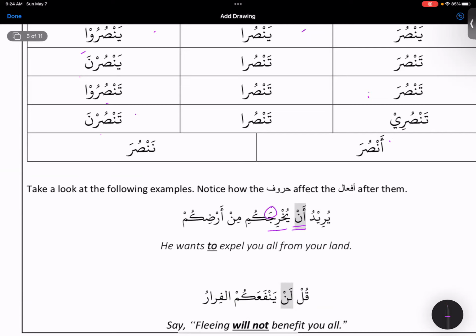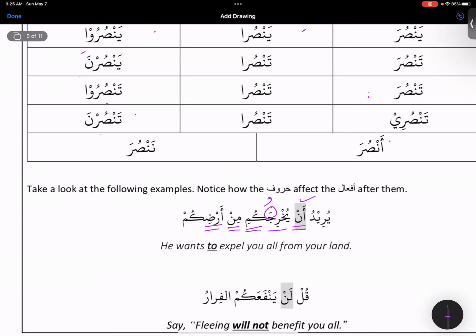We change it to... what should be the marfu form? Yukhriju. But it is not yukhriju. Why? Because of this an. So yuridu, he wishes, an yukhrija, that he expel kum, you all, min ardikum, from your land. So he wants to expel you all from your land.